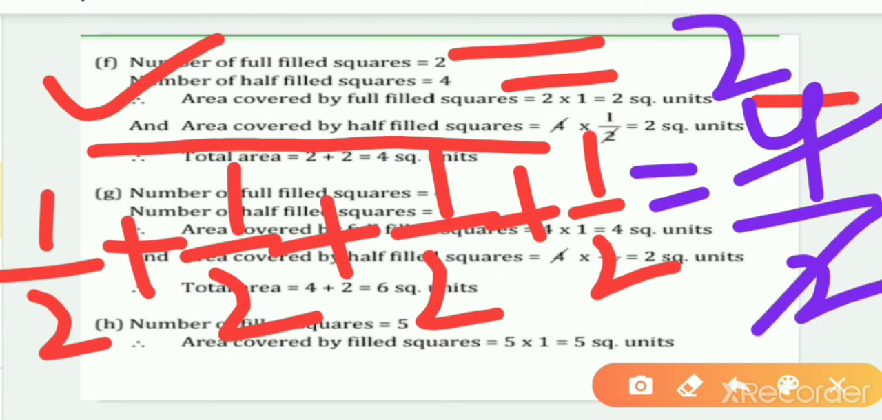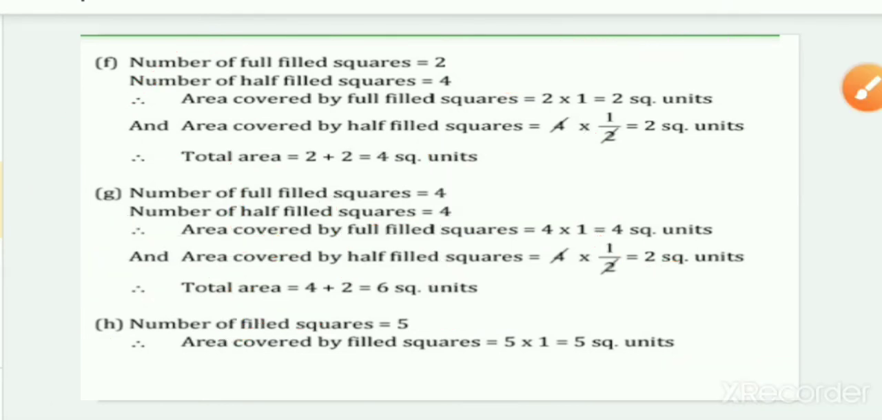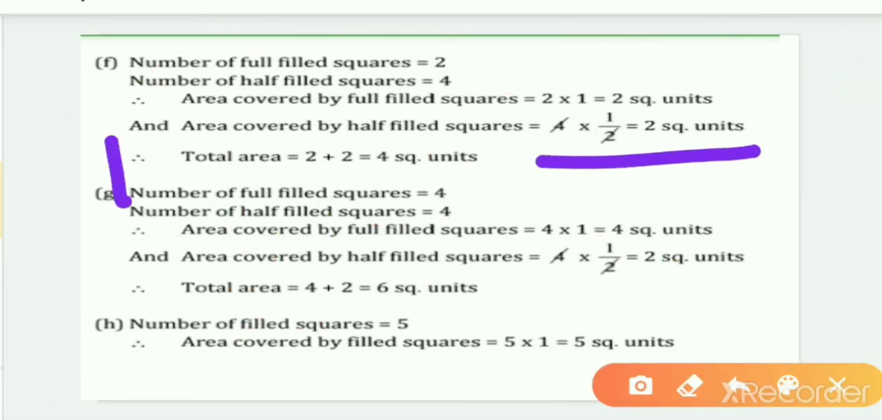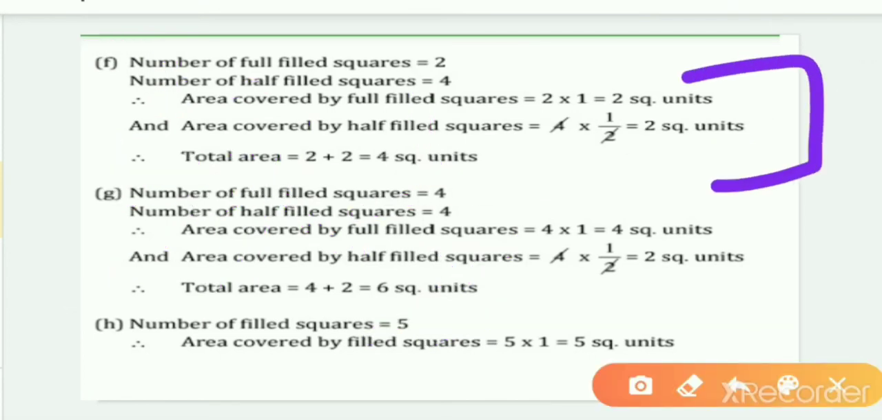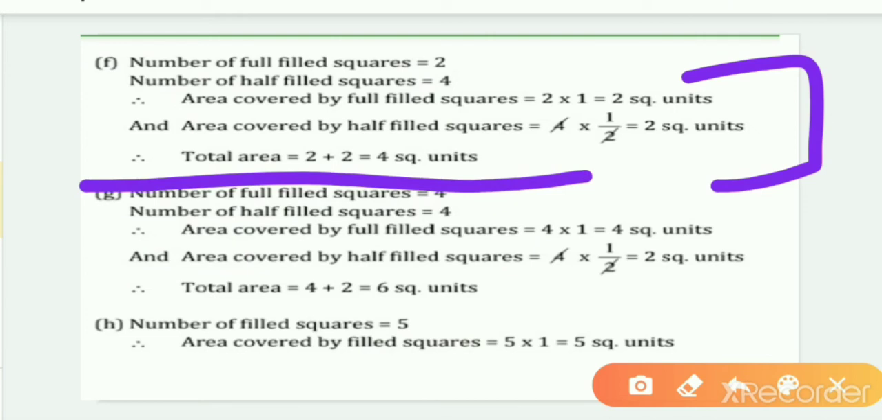It will directly, you can write here 2 by solving this. You can write 2, or you have to write it like this. 4 are half filled and 1 half filled contains 1 by 2. So 2 2 ja 4, it will be 2 square units. Okay. Now we will be adding these two. The total area will become 2 plus 2, that is equals to 4 square units.